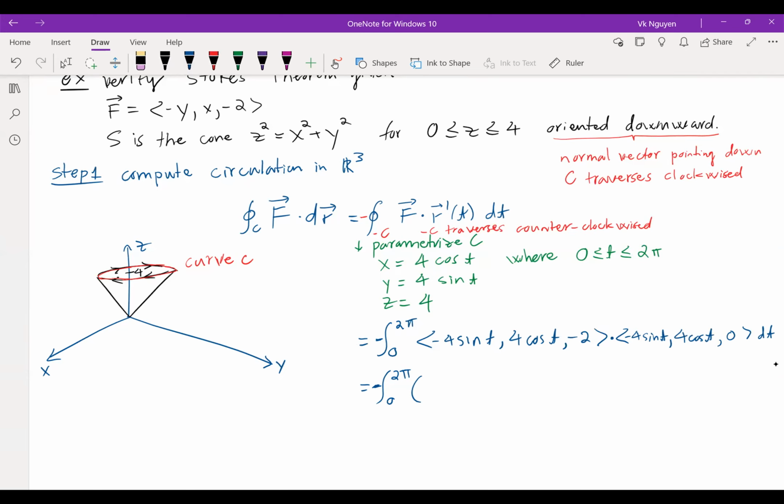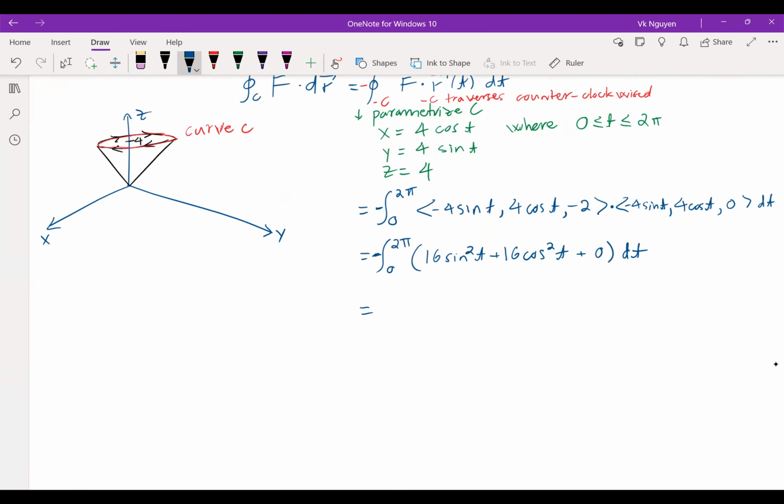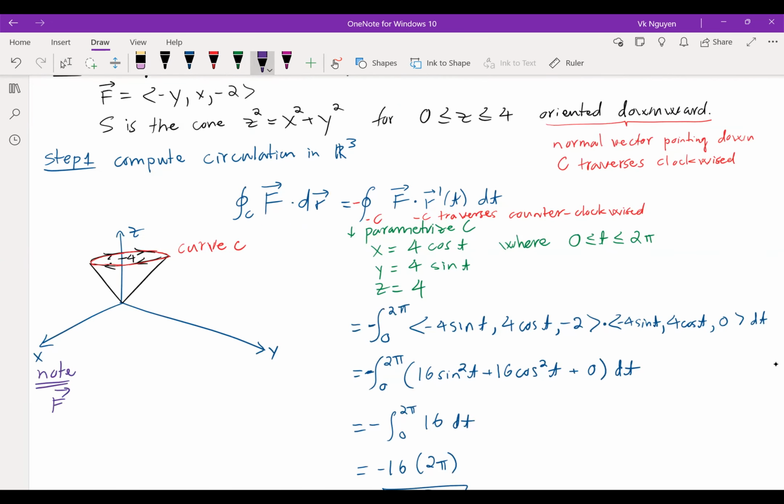10 sine square t plus 10 cosine square t plus 0 dt. Oh, so what we have is the negative of the integral from 0 to 2 pi of 10 dt, right? So that's going to be negative 10 times 2 pi, minus 20 pi.